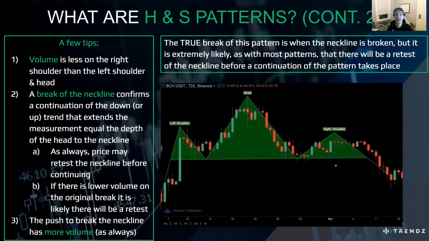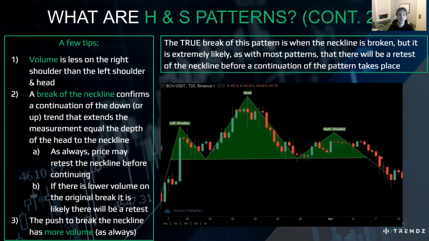So what are head and shoulders patterns? Well, a couple tips about them. One, volume should be less on the right shoulder. So the volume overall on the right shoulder should be less than the peak and less than the left shoulder. That is a really key component. Two, a break of the neckline. The break of the neckline is right here, right? Clear identified support on both levels. So this is your neckline.